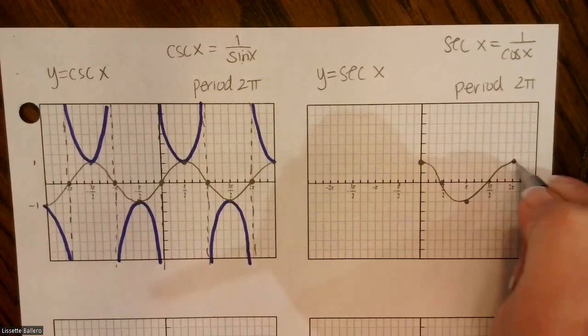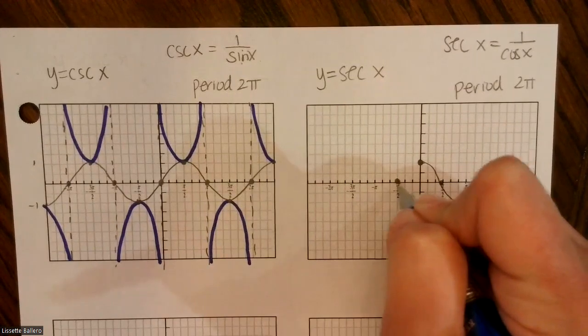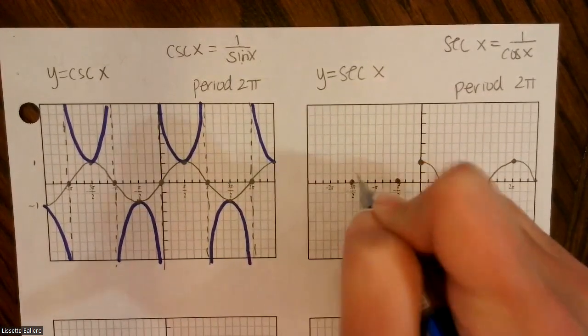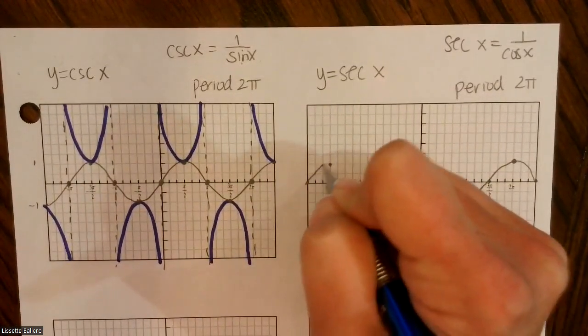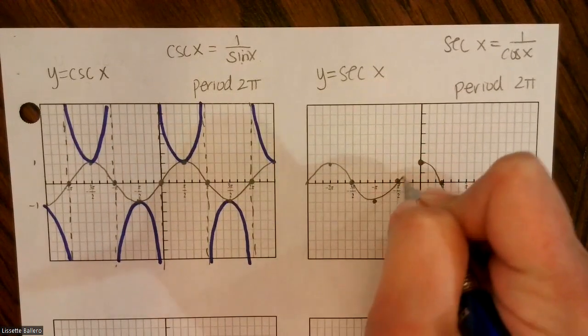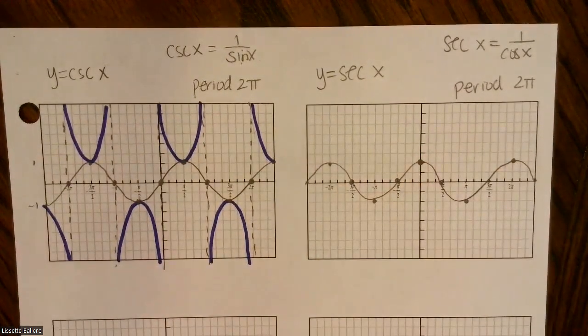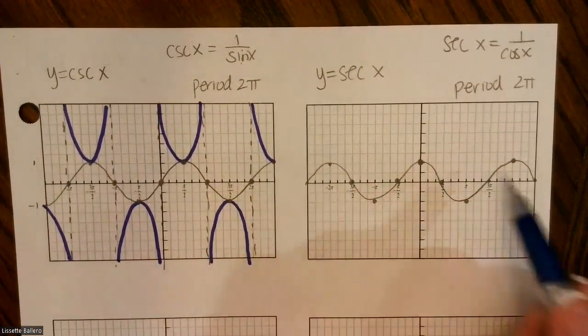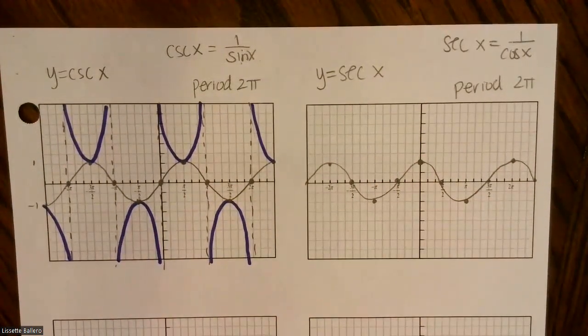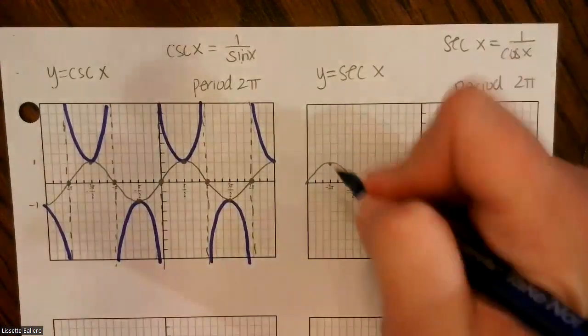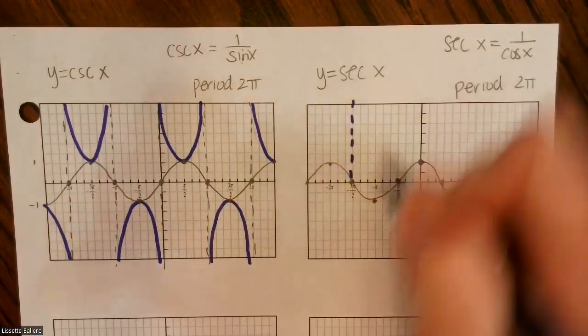And then it repeats. So I'll go ahead and put my repeat values here. So there you go. Again, you do not have to connect these points if you don't want to, since it is not part of the graph. Just like with the other one, anytime that our cosine graph is 0, it makes our graph undefined. So we're going to have our asymptotes there.